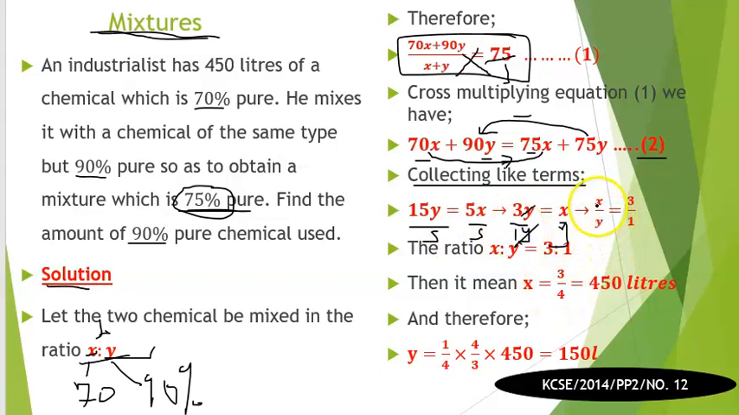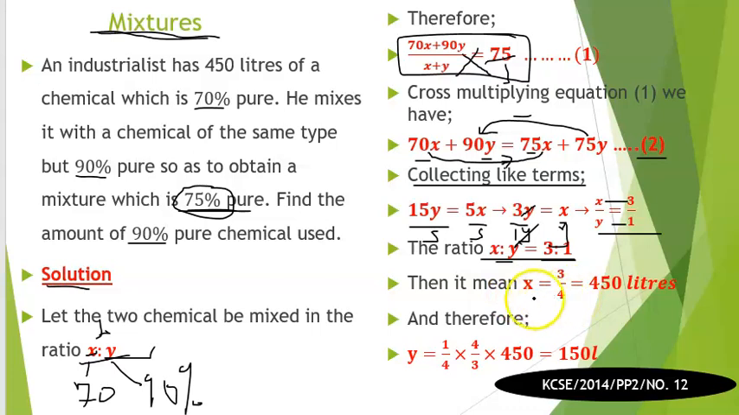So we have x over y equals 3 over 1, which is the same as writing that x is to y equals 3 is to 1, meaning x is 3 and y is 1. Once we have this, from the ratio that you have already obtained, it means that x is going to be 3 over 4. That means x is 3/4, 3 over the total ratio.